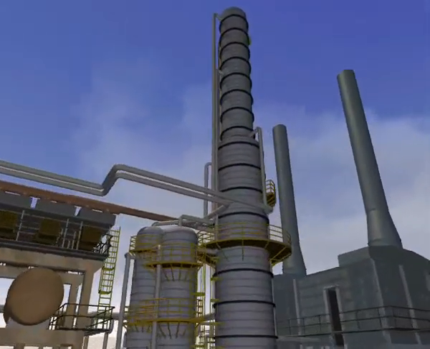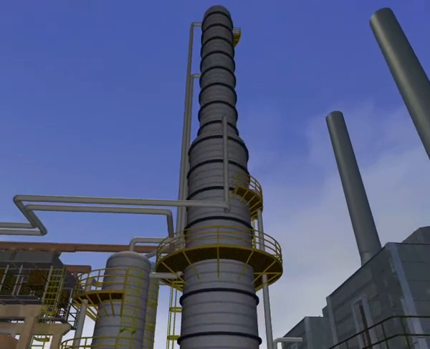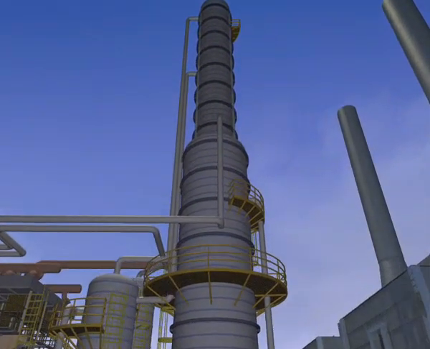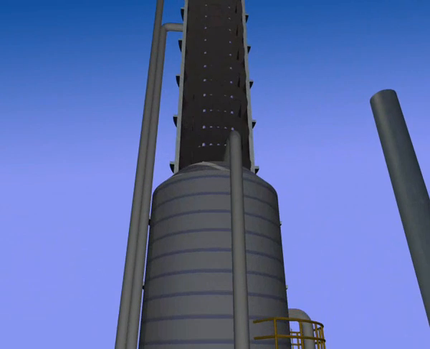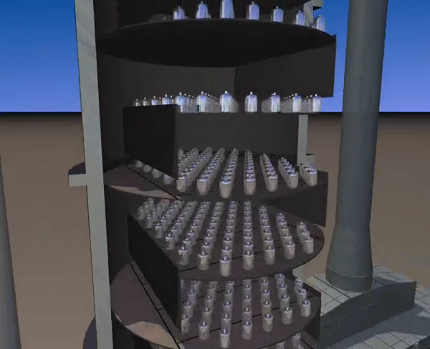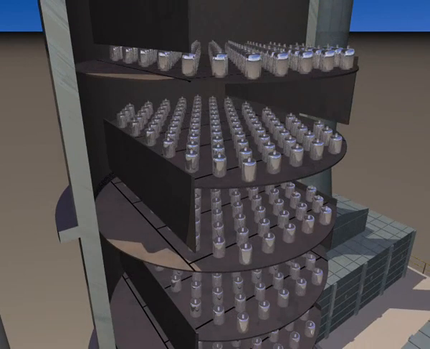Now we've examined the supporting equipment for a distillation tower. Let's take a look inside the column to see how liquid and vapors interact and how separation is accomplished. Here we see a set of trays positioned at about 24-inch intervals. Each tray has a number of bubble caps.